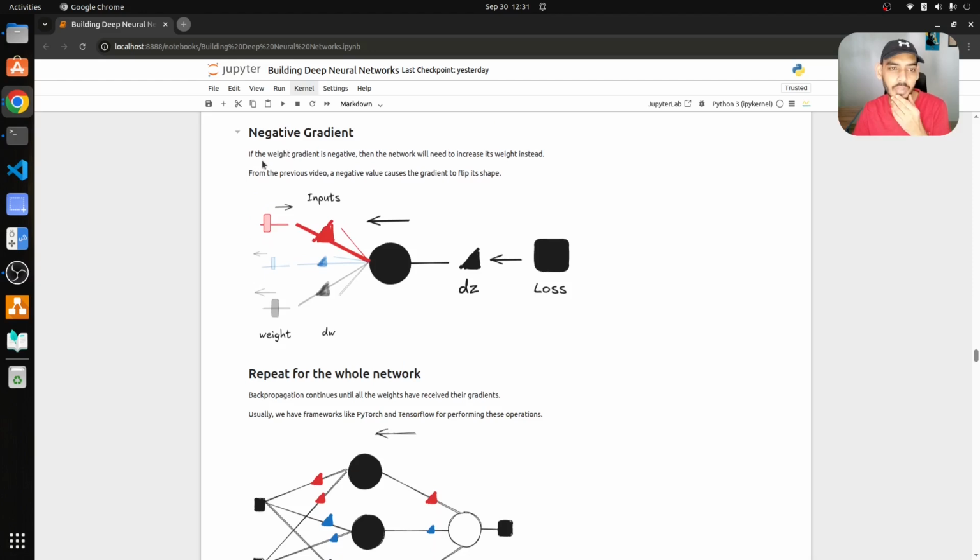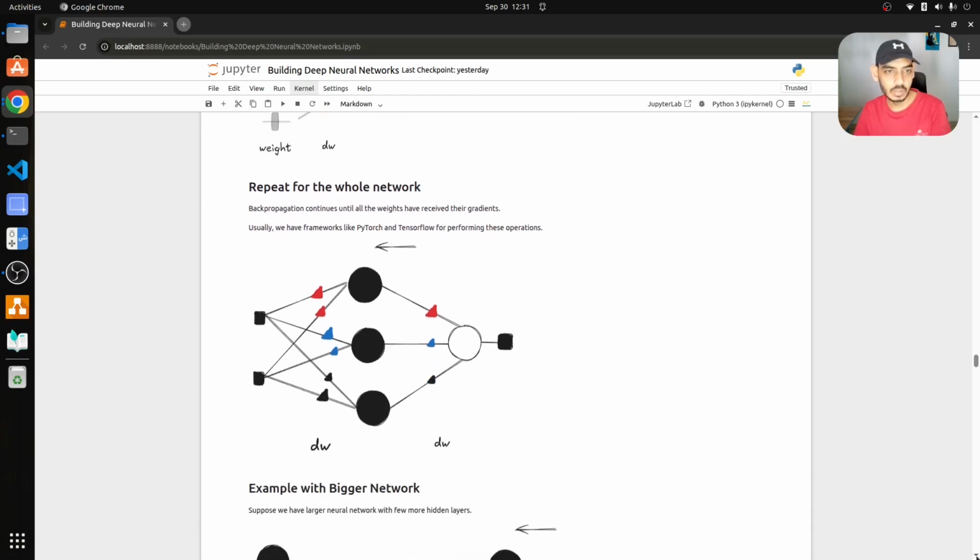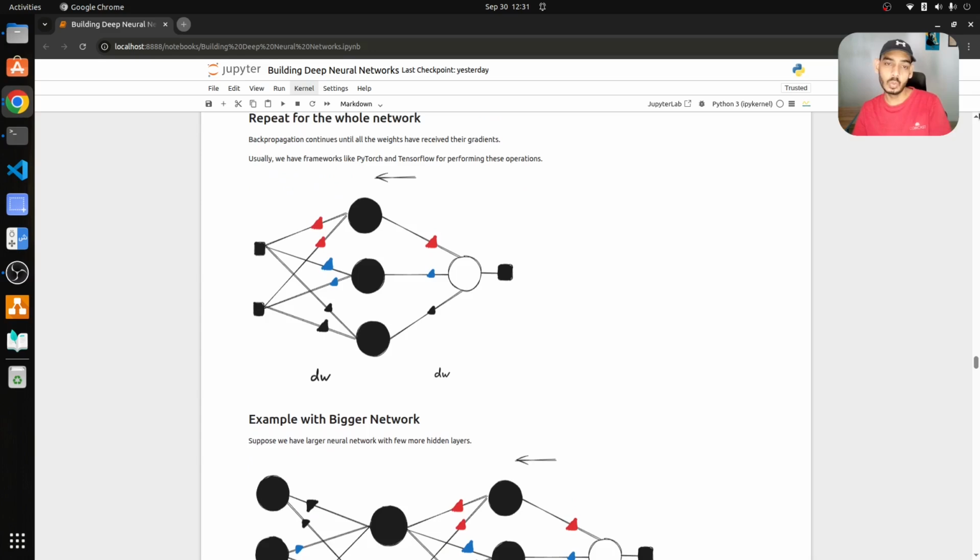What is negative gradient? If the weight gradient is negative, then the network will need to increase its weight instead. So this is what I have said previously. From the previous video, the negative value causes the gradient to flip its sides. Now what we have done is for only one neuron, so this has to be done for every neuron. We have to update dA, dZ and dW across each neuron and then get our updated parameters.